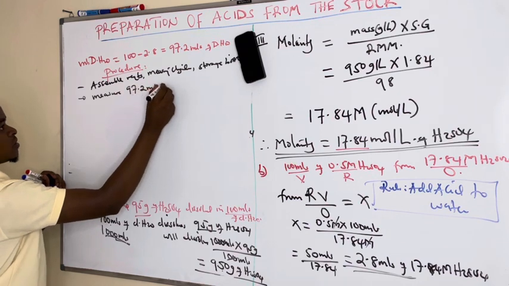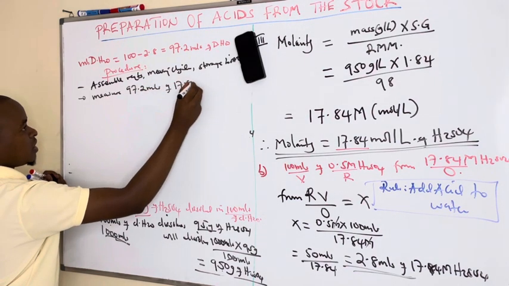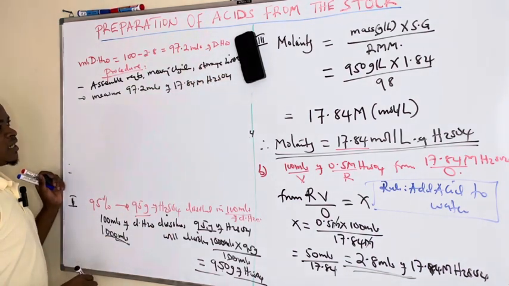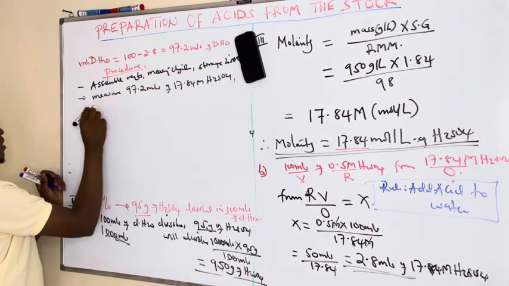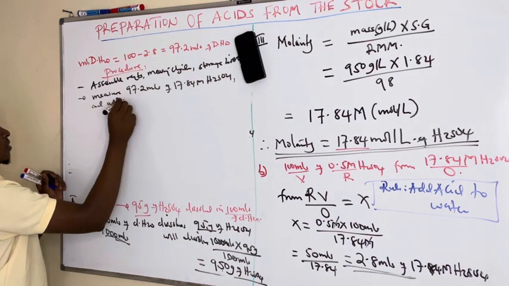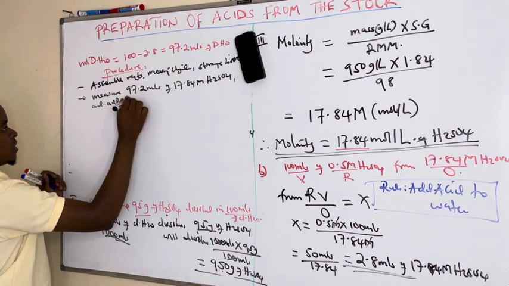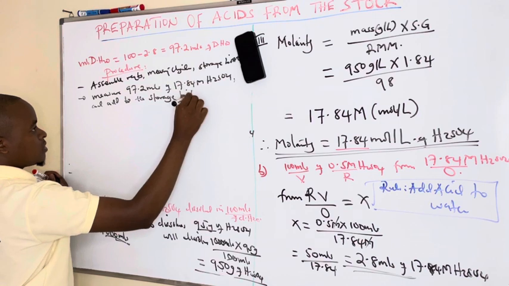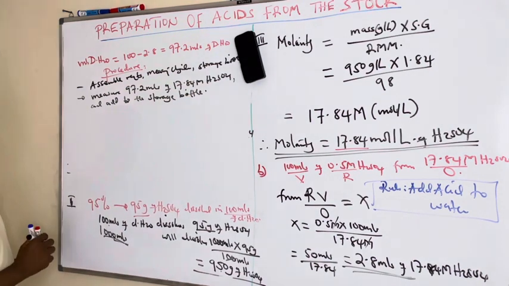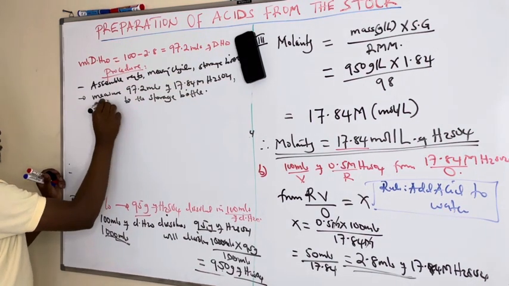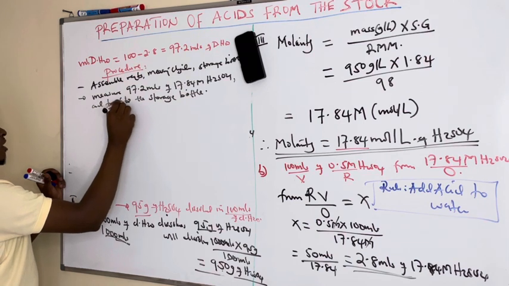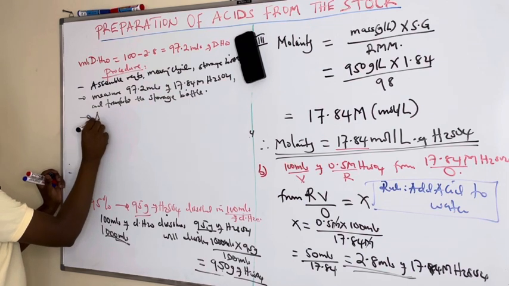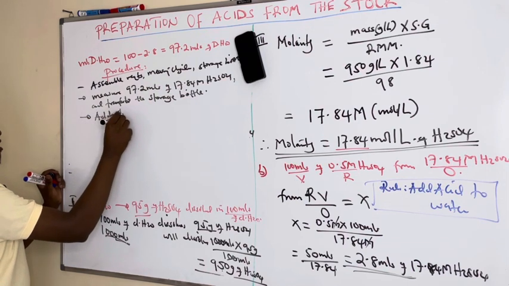Then we shall measure 97.2 mils of distilled water, and after measuring it we add it to the storage bottle, or you transfer it. So you measure and transfer to the storage bottle, and after putting it in the storage bottle, that's when you shall add slowly.